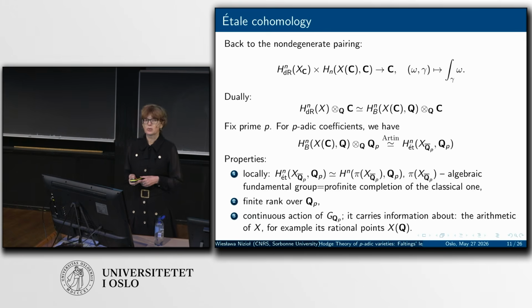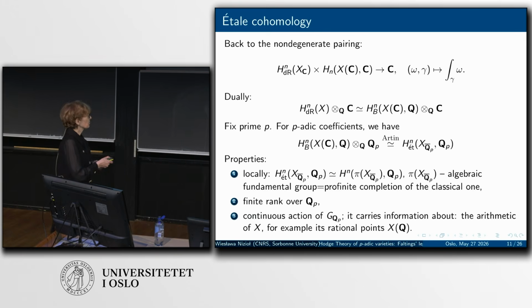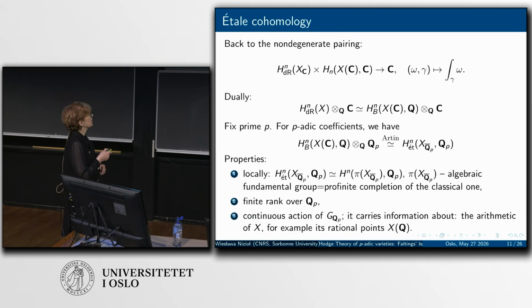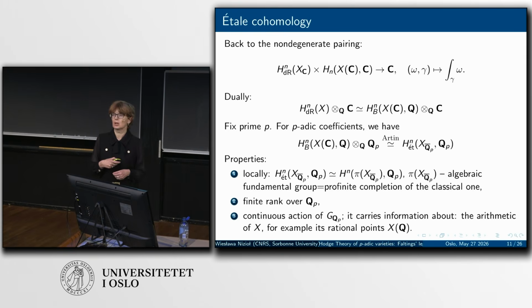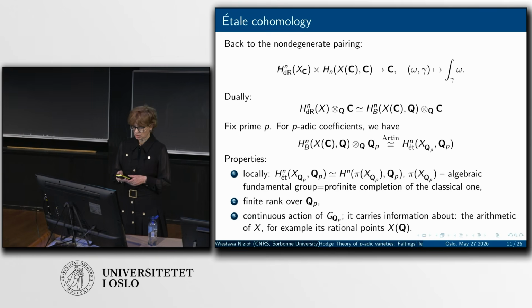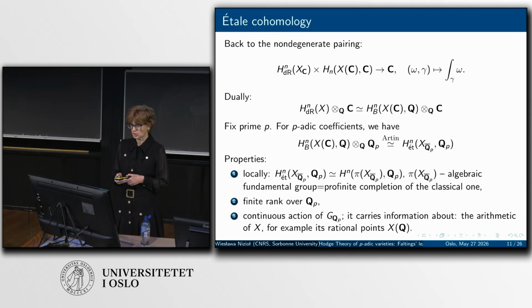But there is one more thing happening here, because your variety was defined over Q_p, or in fact over the rationals. You have a Galois group which acts on these coefficients, and this action transfers to the whole étale cohomology. So you have an action of the Galois group, a finite dimensional representation of your Galois group. This is important, and we've seen in the previous talks, for example, that this action gives information about the rational points of the variety, among other things.